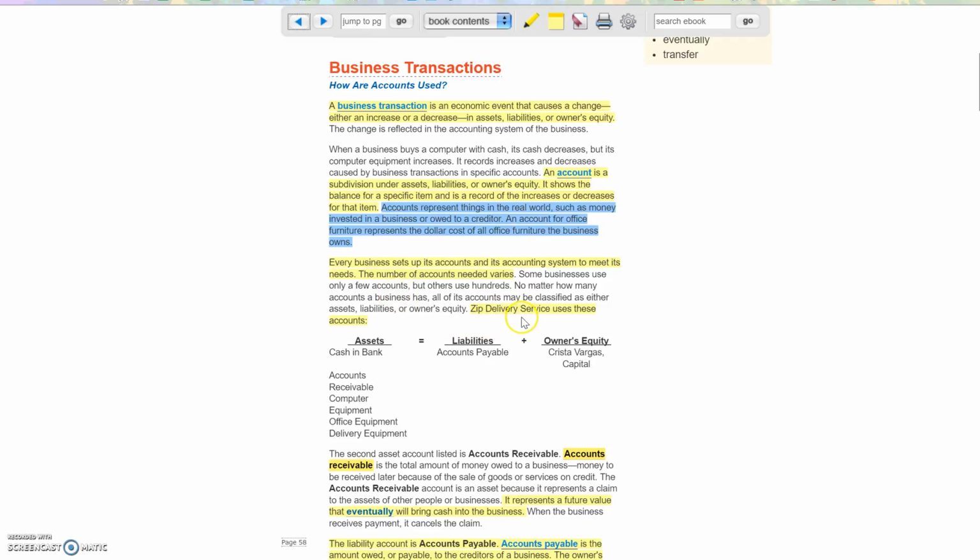So Little Zip Delivery has assets here. They have cash. The book calls it cash and bank. I don't call it cash and bank because, of course, it's in the bank. I just call it cash. Then something called accounts receivable. Computer equipment is an asset. Office and delivery equipment are as well. Liabilities, they have an account called accounts payable. And owner's equity, the account is always called the owner's name, then a comma, and then the word capital. We'll talk more about that later, but that's what that account is called.